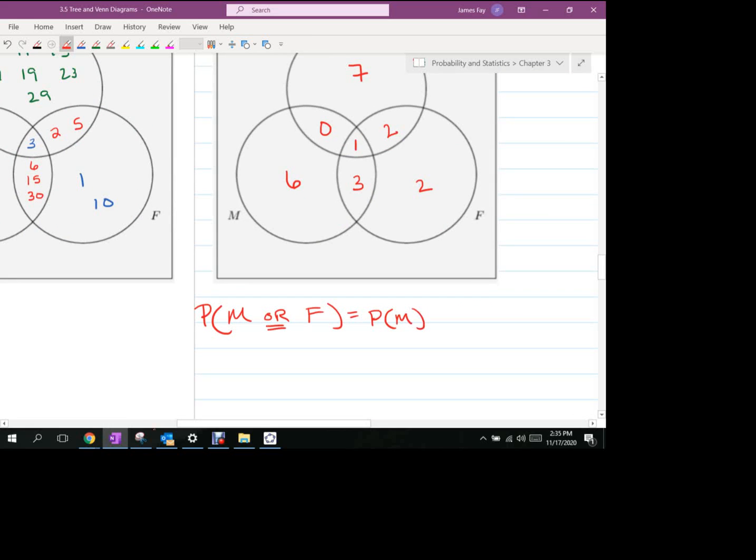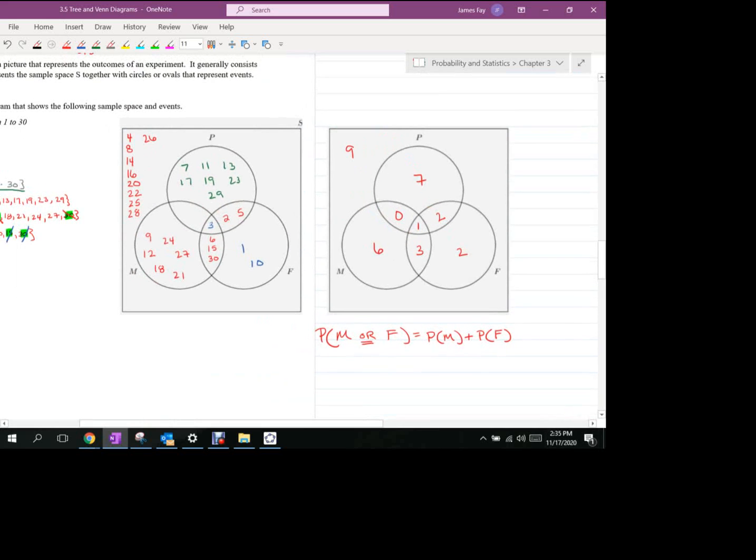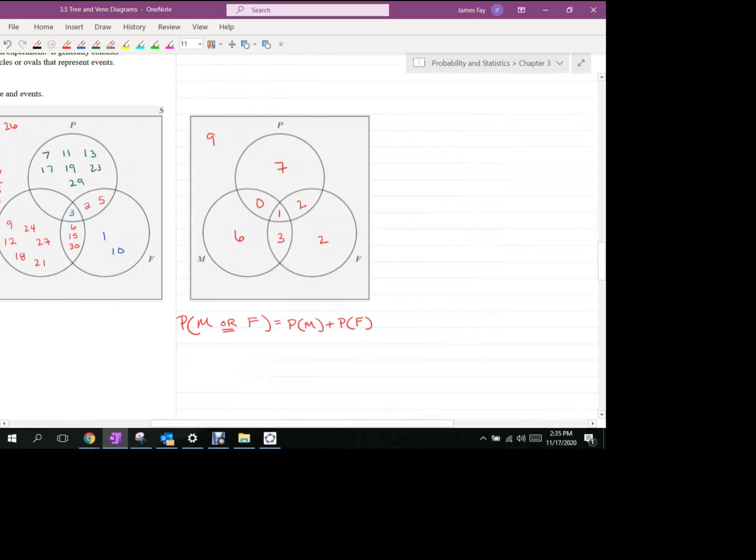What does OR mean? Add. Plus the probability of being a factor. Now we got to ask ourselves, are these going to be mutually exclusive or not? Okay, if I don't even answer that question, I'm just going to say that this formula needs to have the removal of being a multiple of 3 and a factor of 30. So that's our general formula.